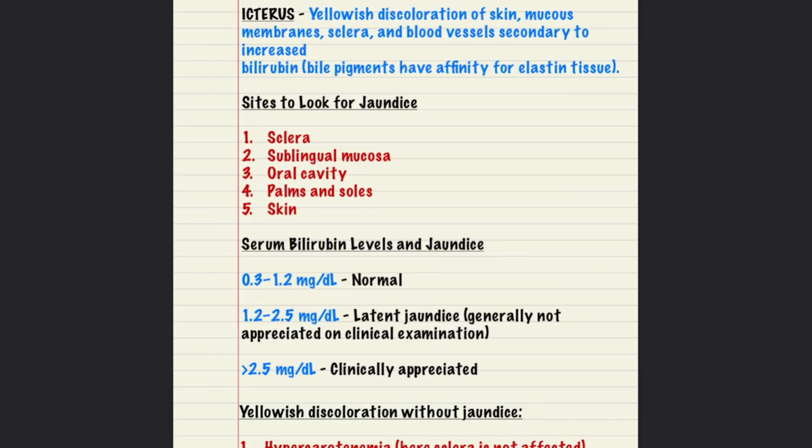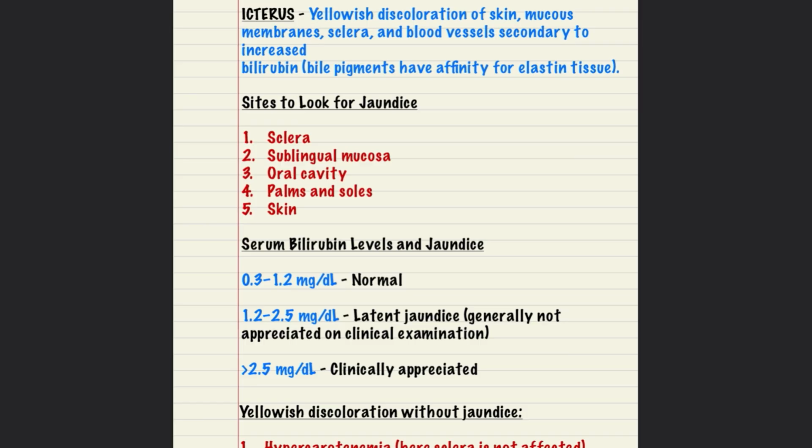Now let's talk about the icterus. What is icterus? Icterus is the yellowish discoloration of the skin, mucous membrane, sclera, and blood vessels secondary to increased bilirubin. Why do we say the sclera, the blood vessels, the skin, and the mucous membrane? Because the bile pigments have a very high affinity for elastin tissues, that is why they get deposited in these areas. So icterus is appreciated in these areas.